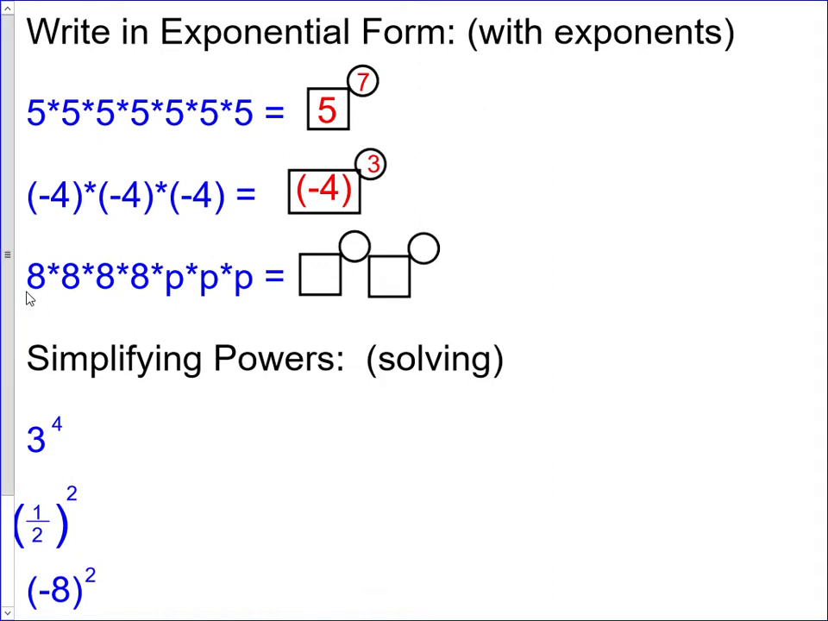Here we have negative 4 times negative 4 times negative 4. So our common factor or our base is negative 4. It's being multiplied times itself 3 times, so we would have an exponent of 3. So we'd have negative 4 to the 3rd power. Our next example has 8 times 8 times 8 times 8 times p times p times p. Well, there's two different bases. The first one is 8, and the second one is the variable p. So 8 is being used 1, 2, 3, 4 times, so 8 has an exponent of 4. P is being used 1, 2, 3 times, so it has an exponent of 3. So in exponential form, this would be 8 to the 4th power, p to the 3rd power.